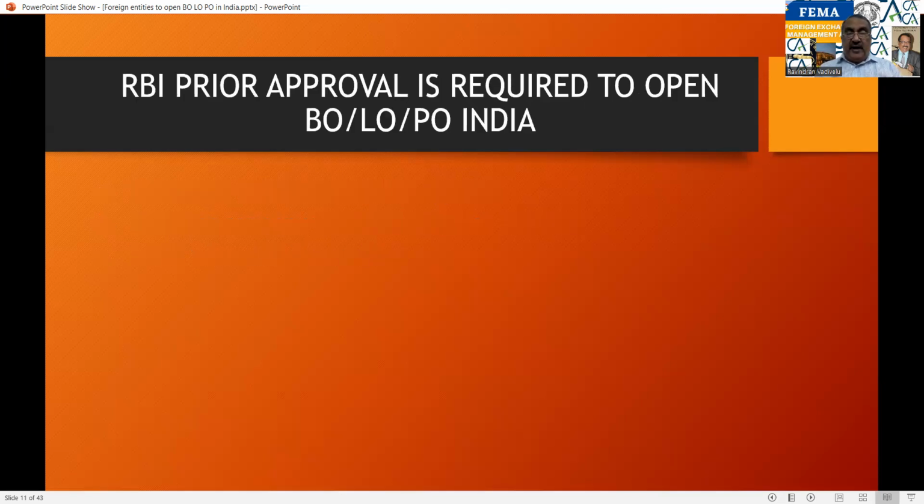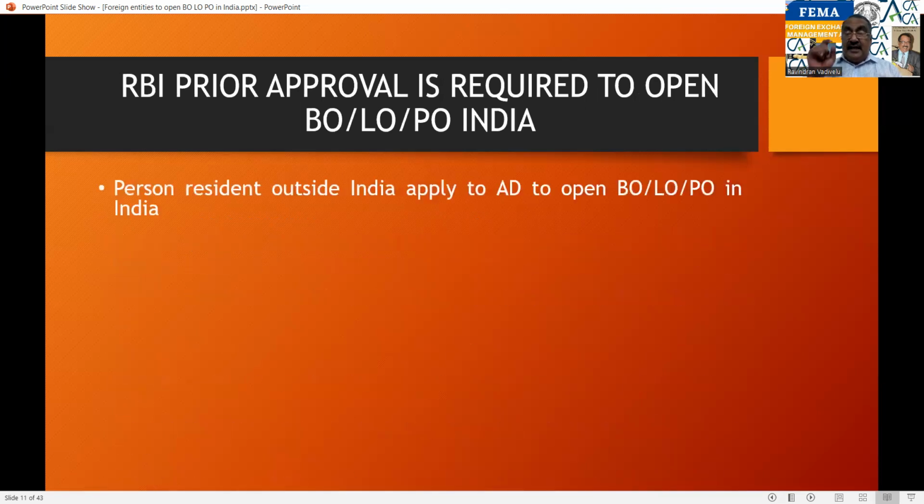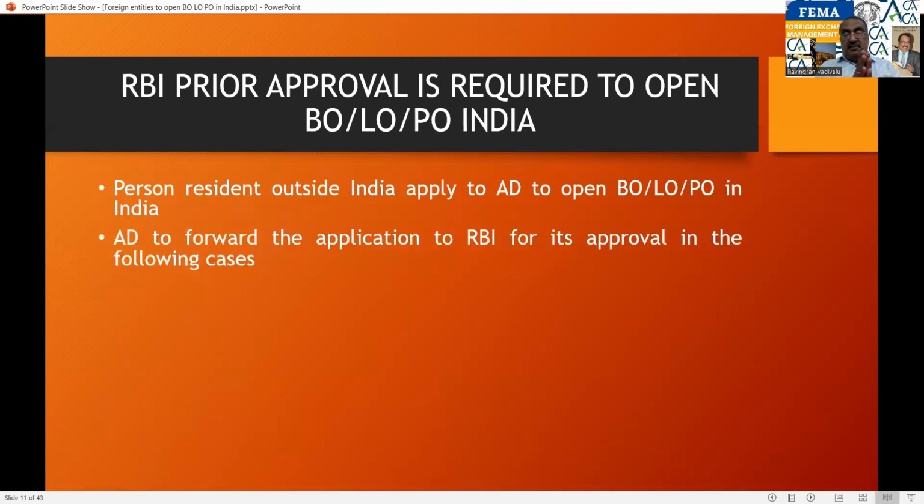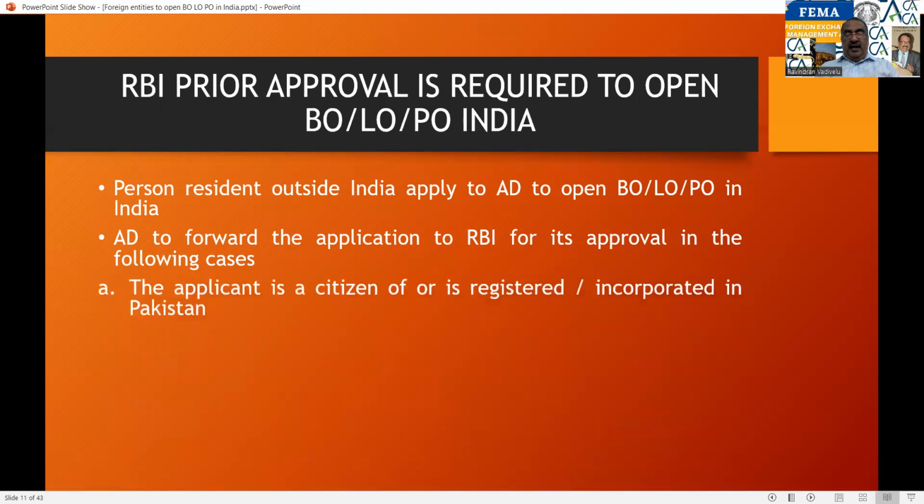But RBI approval is required to open a branch office, liaison office or project office in India for the following cases. A person resident outside India can apply to the Authorized Dealer Category 1 to open a branch office, liaison office or project office in India. On receipt of the application, the authorized dealer has to forward the application to RBI for its approval.